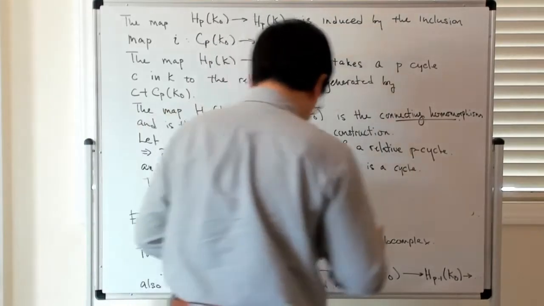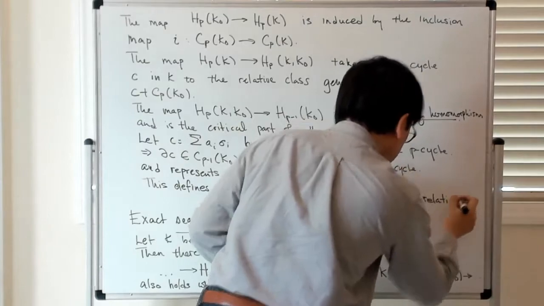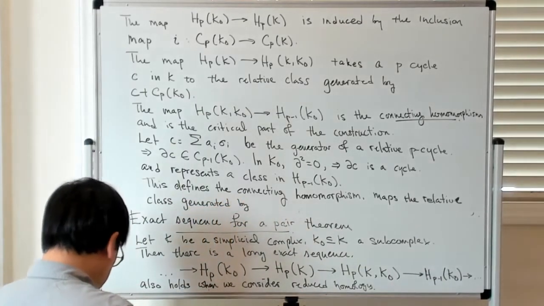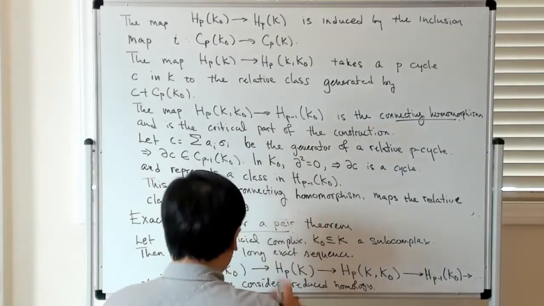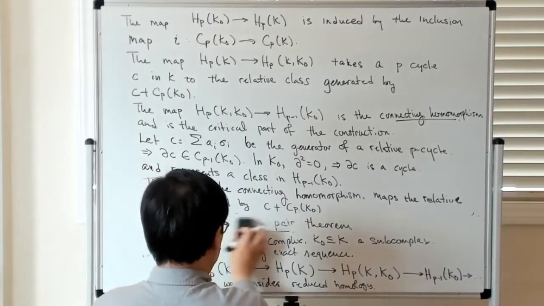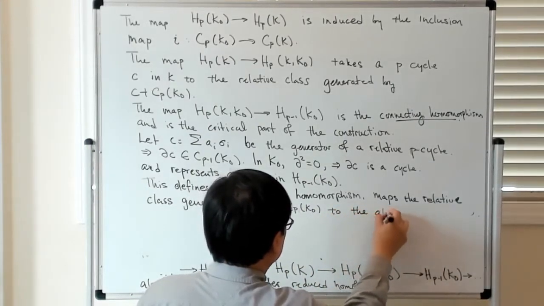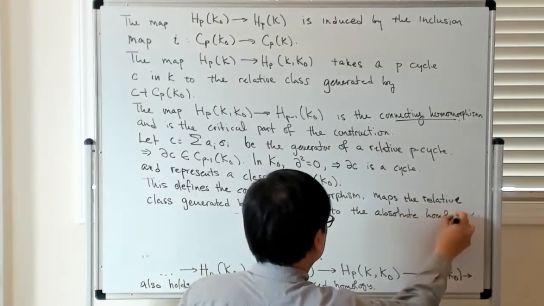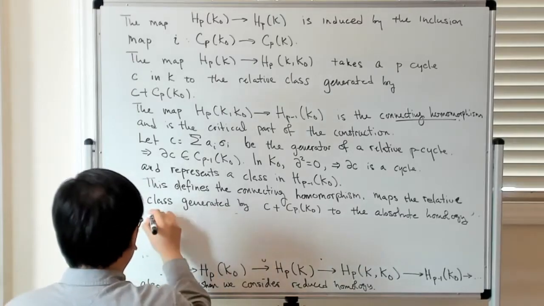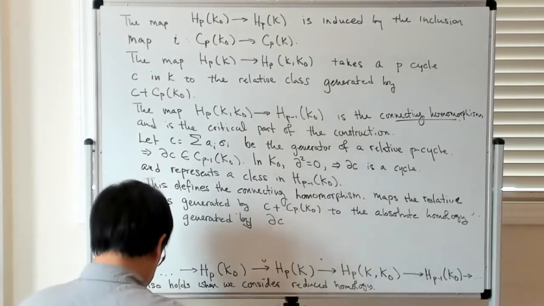Because what it does is that it maps the relative class generated by C, with C in C_p(K) plus C_p(K0), to the absolute homology class which is generated by the boundary of C.